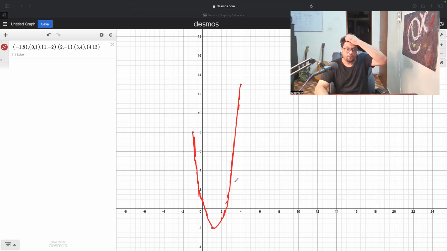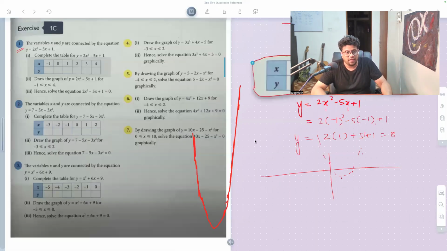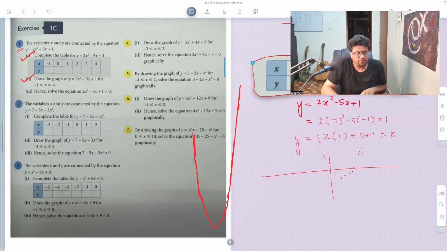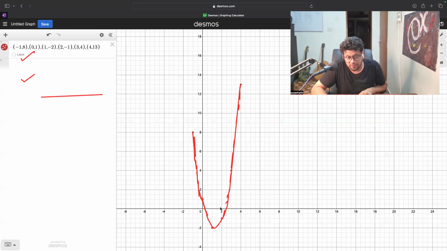Okay. Now, let's look at the next part of the question. What they ask is for me to draw the graph. Well, that is what I have already done. I've completed the table and hence solve the equation. When they ask you to solve the equation, that is supposed to be literally the x values at which the curve cuts through the x-axis. So you're going to have to read those values roughly.